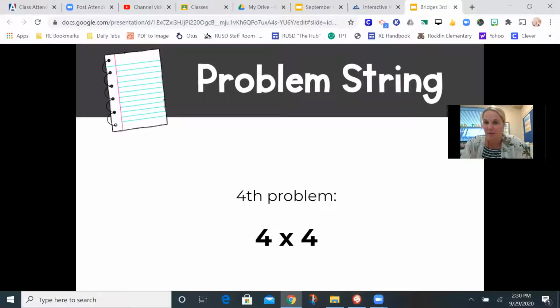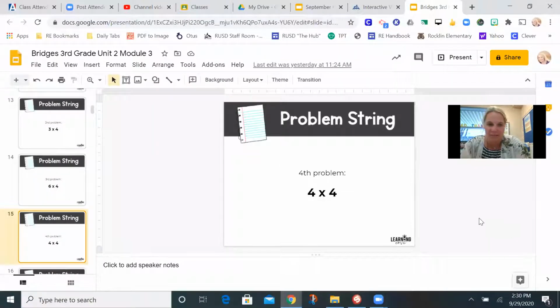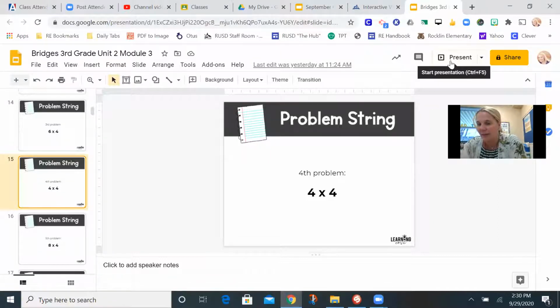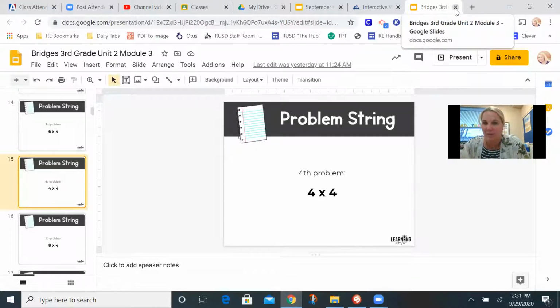Great job. All right, last one I'm going to have us do today is 4 times 4. There's a few left, but we don't have time for all of them. 4 times 4. What's 4 times 4? Well, if I knew that 3 times 4 was 12, 4 times 4 would just be one more group of 4. So 12 plus 4 would be 16. I hope you wrote that one down too. Good job, guys. Okay, we are going to end that for now.